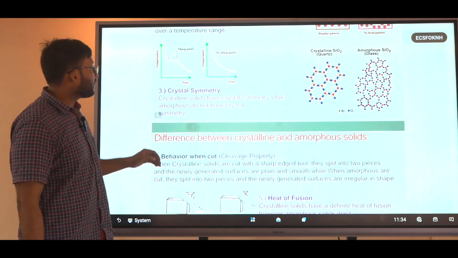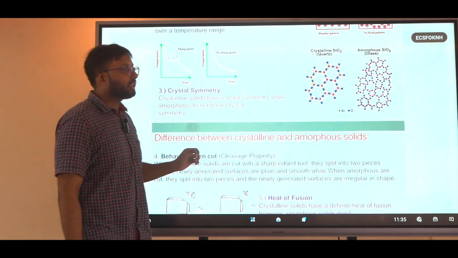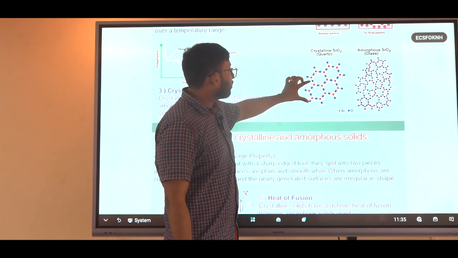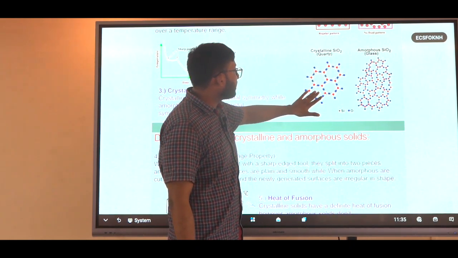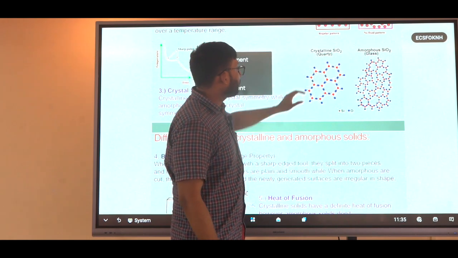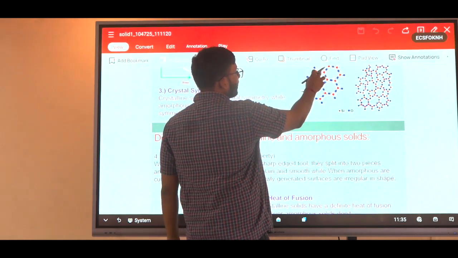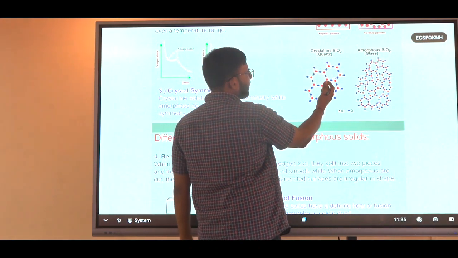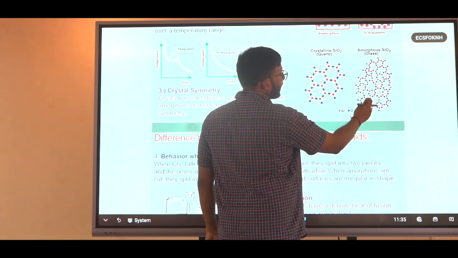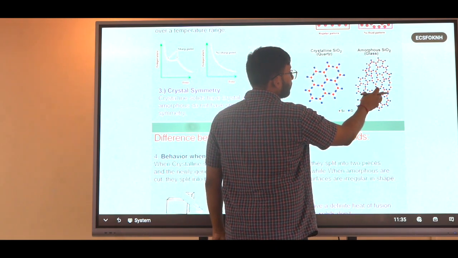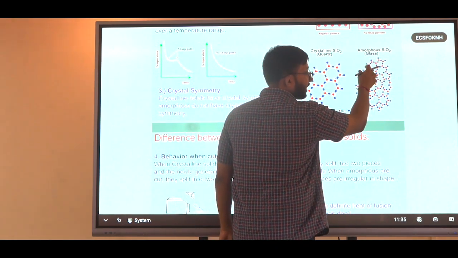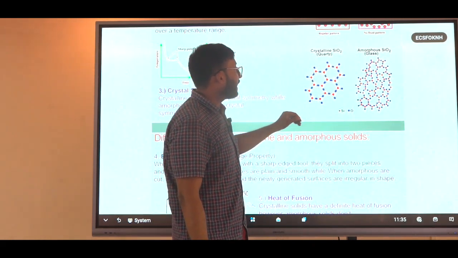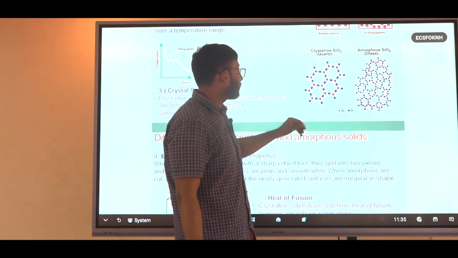The third point is crystal symmetry. As we can see from the image, in the crystalline solid we can see some symmetries in the crystal. For example, this pattern has been repeated 4 times. But if I try to imagine the same thing in this image, I will not be able to find any pattern which is repeated. Therefore, crystal symmetry is only observed in crystalline solid, but it is absent in the amorphous solid.